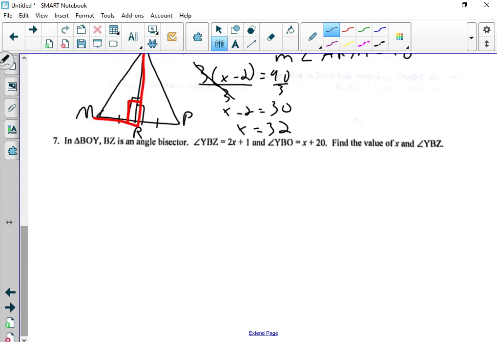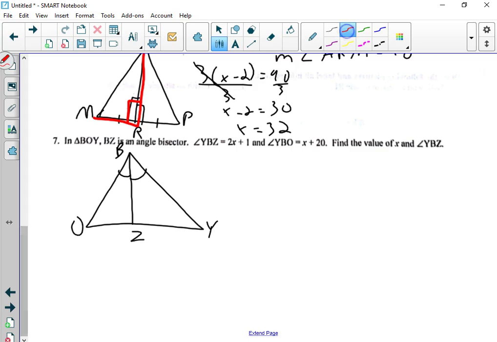Boy, B. BZ is an angle bisector. Boom, boom. So BZ, there's my boy right there. BZ is an angle bisector. It says YBZ. Y to the B to the Z. This angle right here is 2x plus 1.